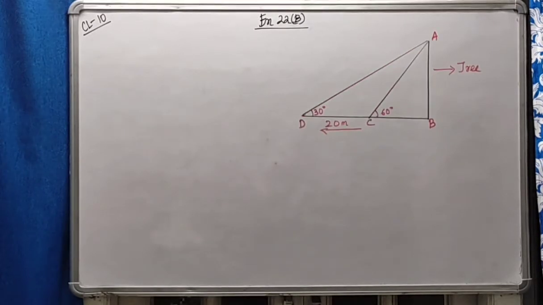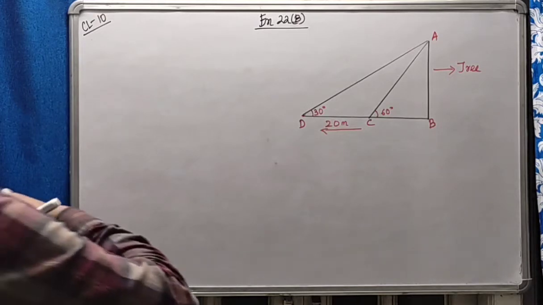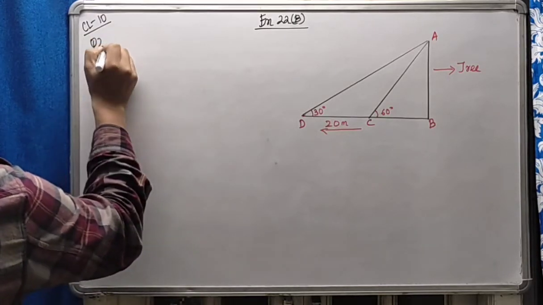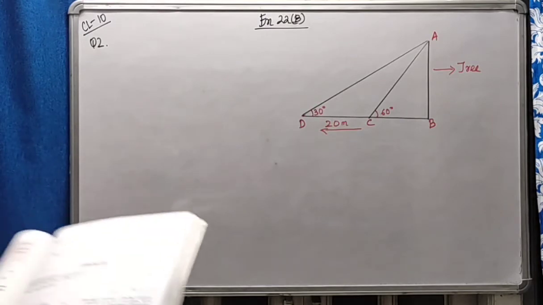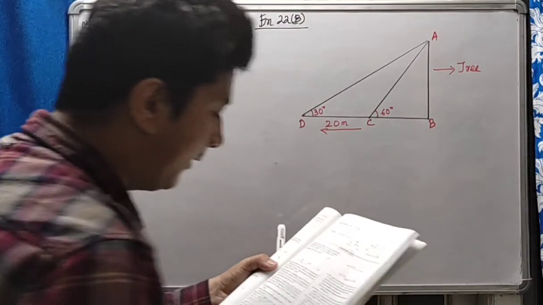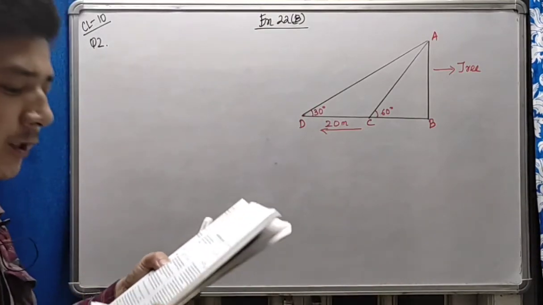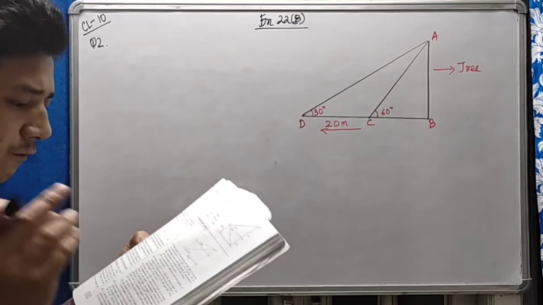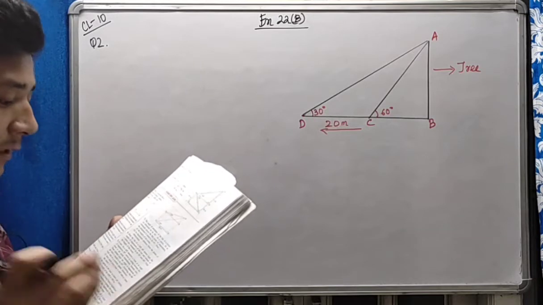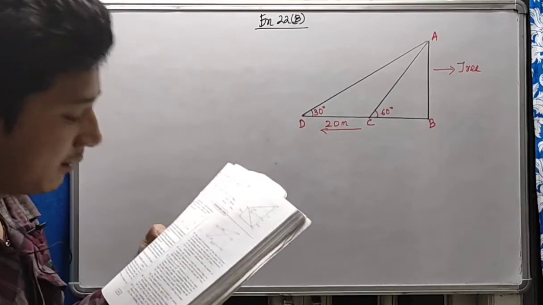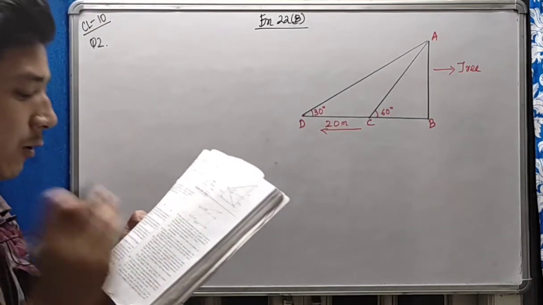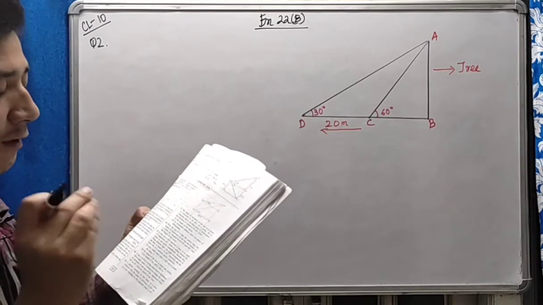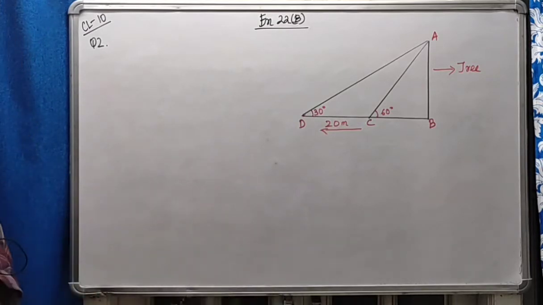All right, let's move on to the next sum, that is question number 2. Let's understand the question. The question says, find the height of a tree when it is found that on walking away from it 20 meter in a horizontal line through its base, the elevation of the top changes from 60 degree to 30 degree.